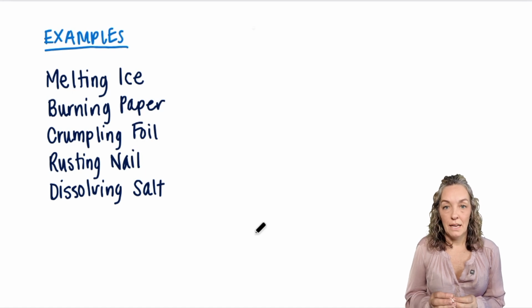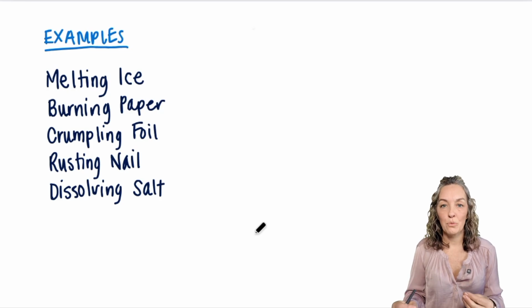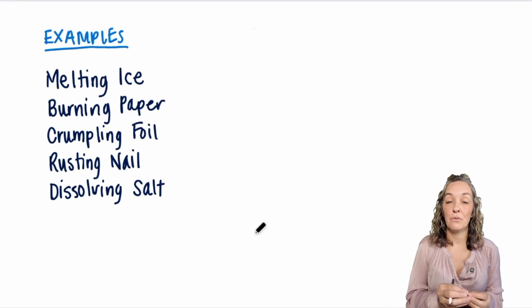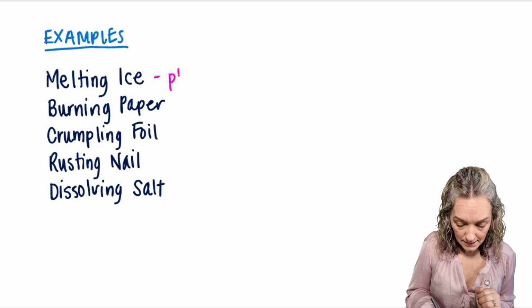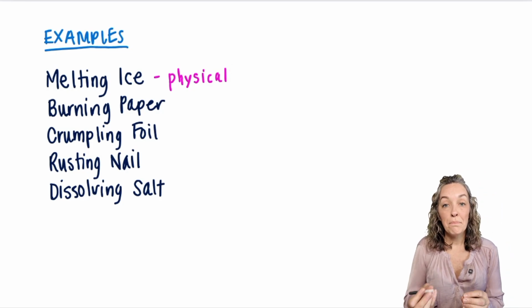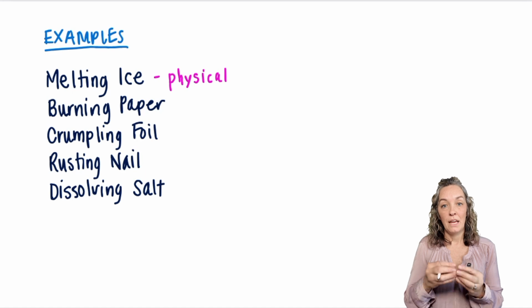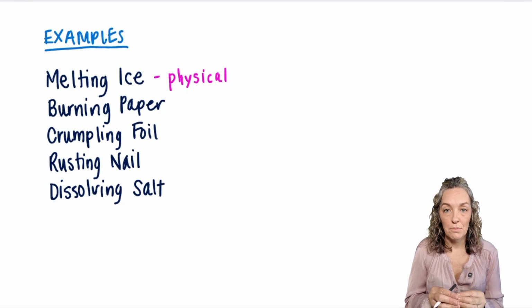Melting ice is the first example. So when you melt ice, you have a solid ice cube, which is made of water, and after it melts, we have a puddle, which is still water. We haven't changed the fact that we have water before and after. Because it's water before and after, we have not made anything new, and therefore this is an example of a physical change. Now, if I burn paper, when I start with the paper and I burn it, I end up with smoke, I end up with soot, I end up with ash, I end up with new substances that weren't there before.